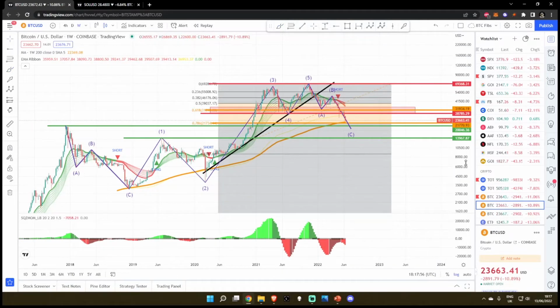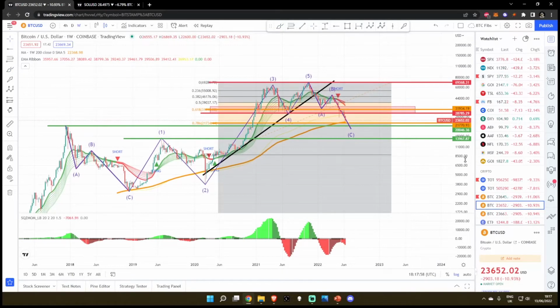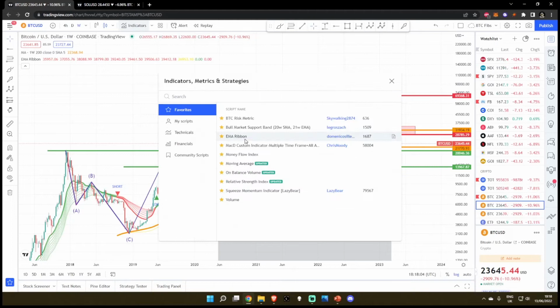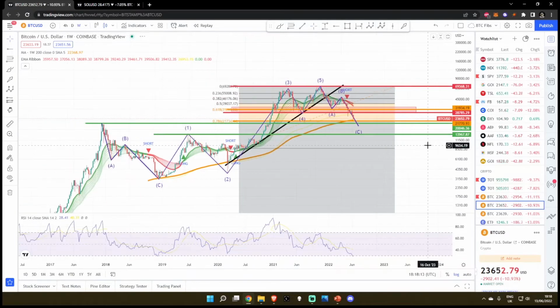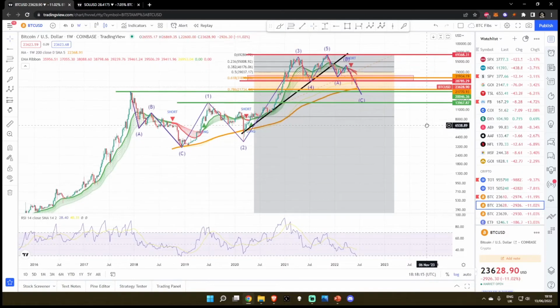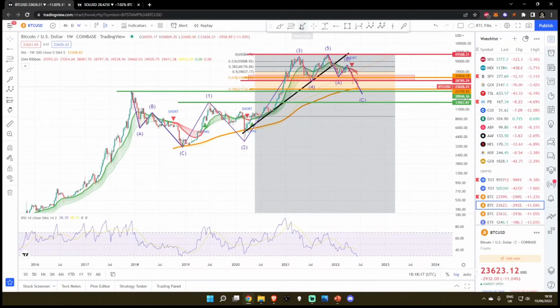Now, one last thing before we do move over to the short-term charts is if you are looking at these higher time frames, it's definitely worth looking at a couple of oscillators. My favorites are the money flow index and the RSI, the relative strength index. Now, the relative strength index on the weekly time frame for these macro charts are very, very powerful. Let me show you why.